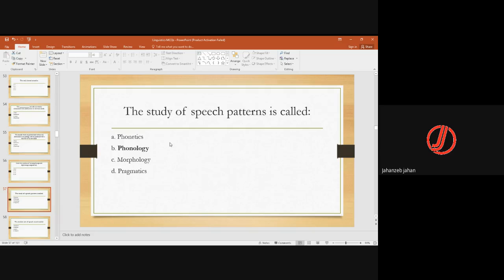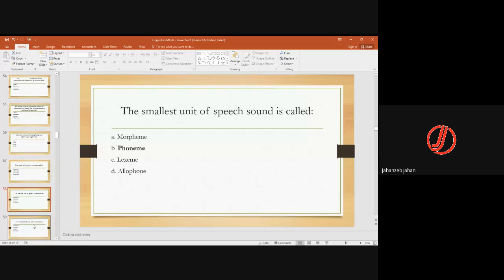The study of speech pattern is called phonology. Because phonetics is the scientific study of human speech sounds. But phonology is the study of human speech sounds in some particular language. So when the language is specified, that is phonology. Every language has its own phonology. Smallest unit of sound is called a phoneme.